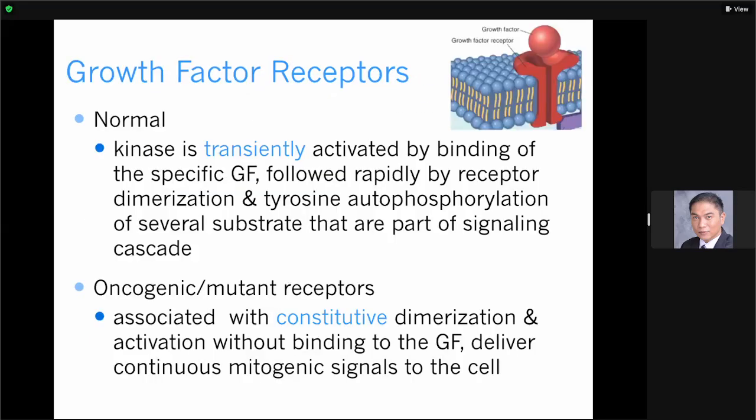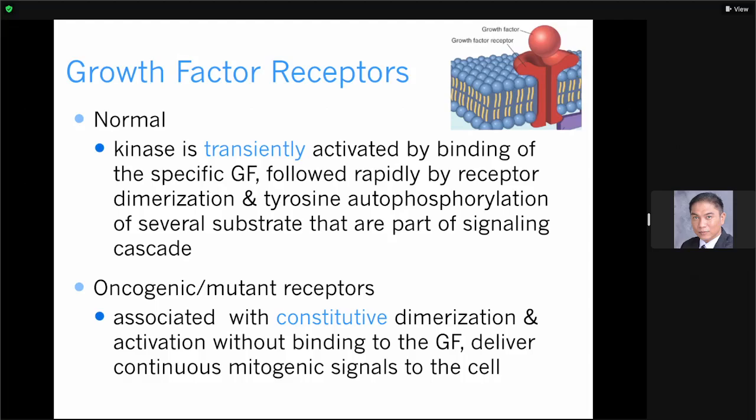So, kinase is transiently activated by binding of specific growth factor, followed by receptor dimerization and tyrosine autophosphorylation. Kasi yung kinase, ang ginagawa nila, ang role nila lagi is to phosphorylate. So there will be tyrosine autophosphorylation of several substrates that are part of the signaling cascade. Yun yung usual na nangyayari.